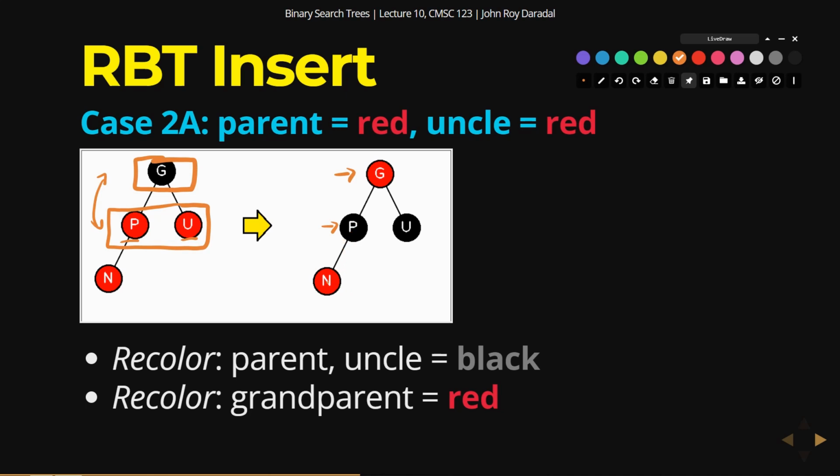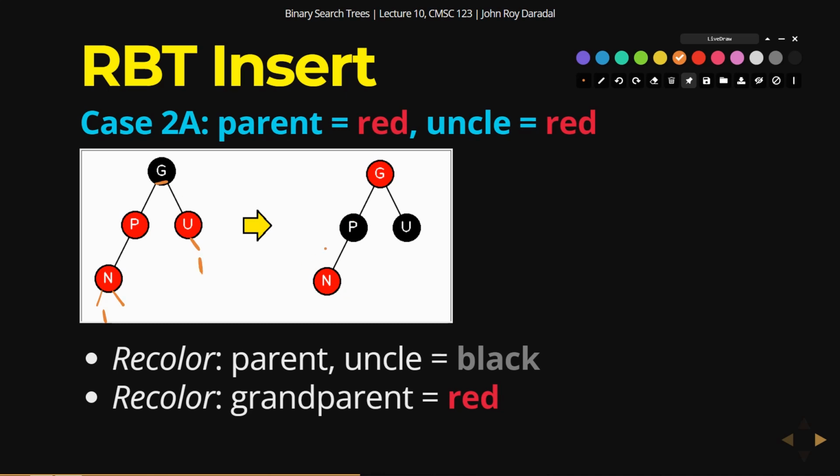So this will now have no violations for the double red, because now the new node's parent is black, and it also doesn't violate the black depth property. Why is that? Because along the path here, originally this was the path, right? The paths here would have 1 for the grandparent, and the path here also passes through 1 because of the grandparent.